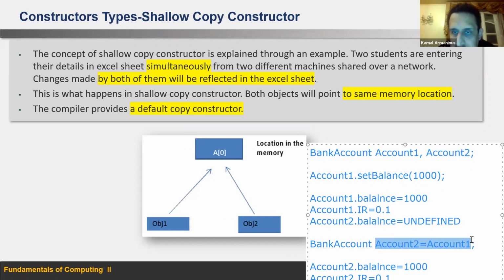Right. I stop at this moment for one second. Is this understood before I continue to the shallow copy constructor and the deep copy constructor? Is it understood? Yes, Doctor. Okay. Anyone doesn't understand this part?